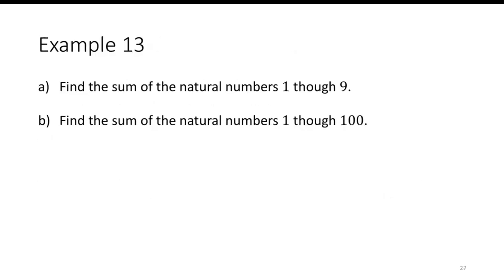If I want to find the sum of the numbers 1 through 9, I would take 9 times 10 is 90, and then divide by 2. So the sum would be 90 divided by 2 is 45. If I want to add the numbers 1 through 100, I would take 100 times 101. That'd be 10,100. And then the sum would be half of that, so 5,050.